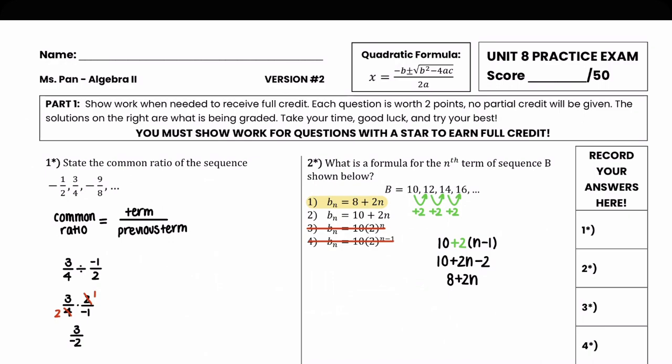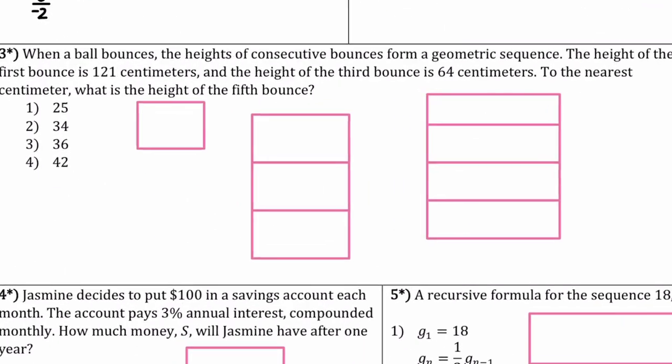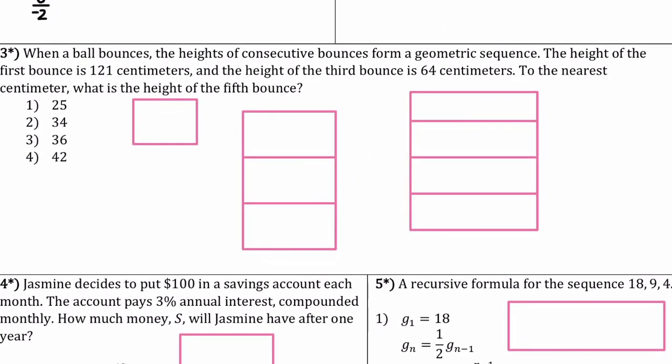Now if we look at number 3 says, when a ball bounces, the heights of consecutive bounces form a geometric sequence. The height of the first bounce is 121 centimeters, and the height of the third bounce is 64 centimeters. To the nearest centimeter, what is the height of the fifth bounce? So let's just extract what we know. We know first bounce is 121, and third is 64.